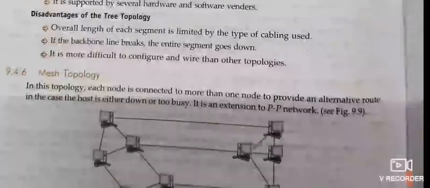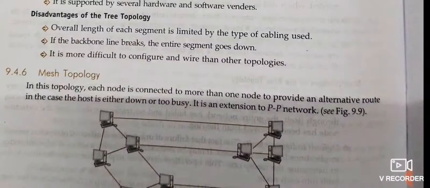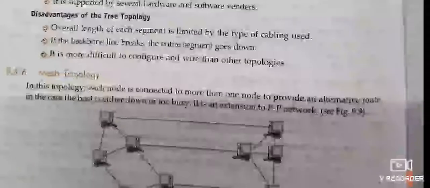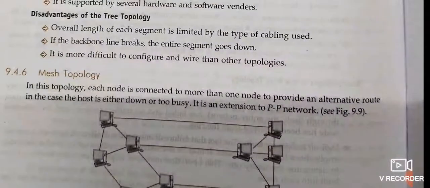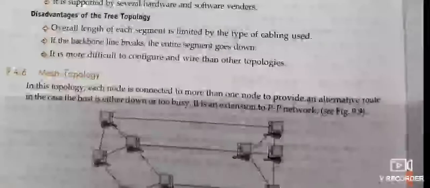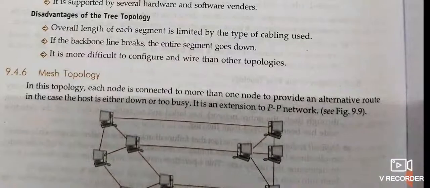Next we will move to mesh topology. What happens in the case of mesh topology? See, in this topology each node is connected to more than one node to provide an alternative route in case the host is either down or too busy. It means that if the host is not working or is quite slow, then since each machine is connected to all other machines, it provides an alternative way so that they can exchange data with each other.